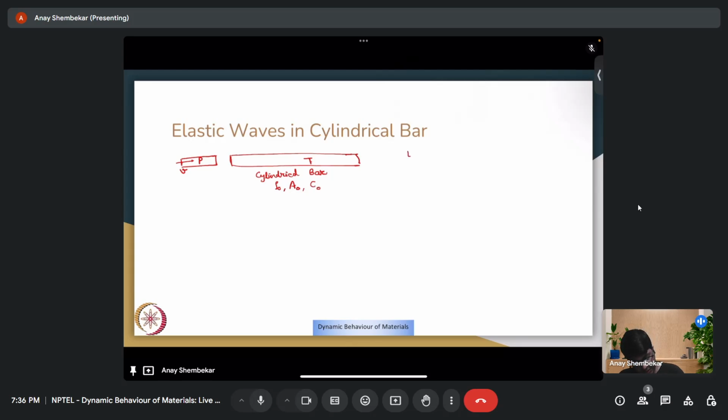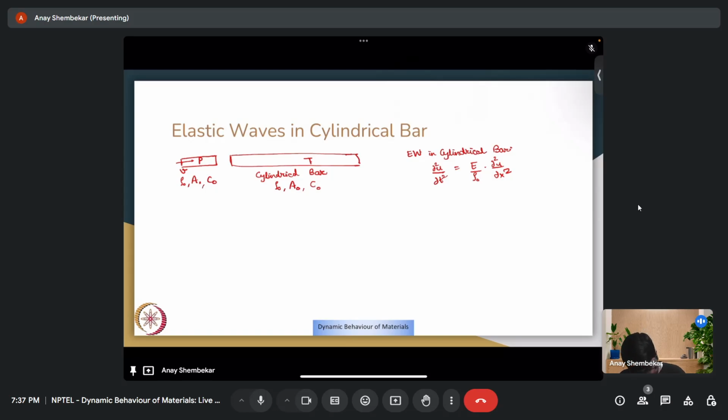We already know that the equation for an elastic wave in a cylindrical bar is given as rho naught partial square u by partial t square is E naught partial square u by partial x square. Okay. The projectile we also again assume to be a cylindrical bar with the same density, area, and speed.